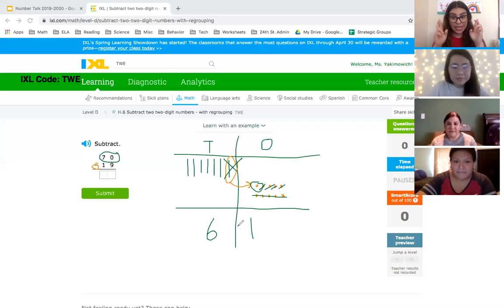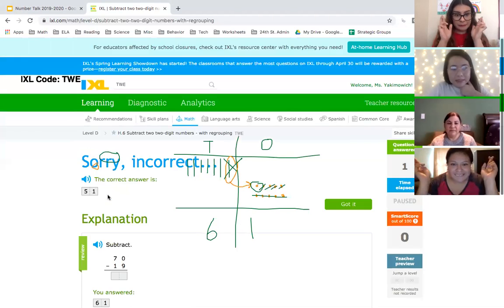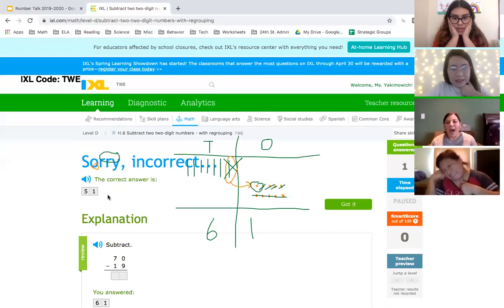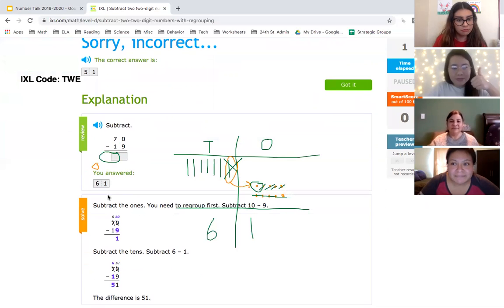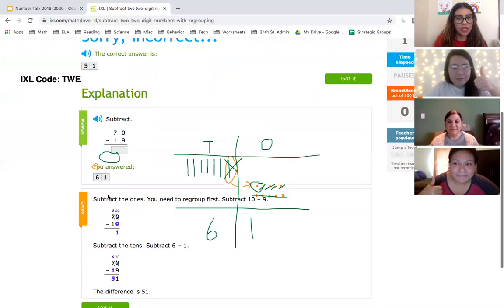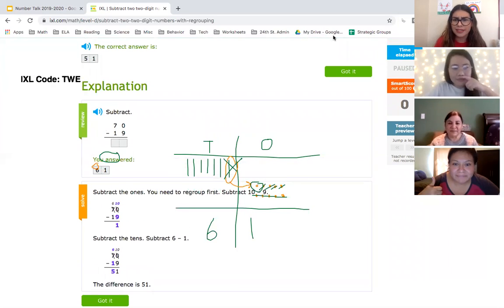Let's see if we're correct using this tens and ones strategy. I'm going to go back to my mouse, plug in the answer here, 61, and then press submit. Incorrect. What did I do incorrectly? Well, that's okay. So this is a great learning opportunity because it shows us exactly what we did wrong here, right? So Miss T, can you tell us what did we do incorrectly this time?